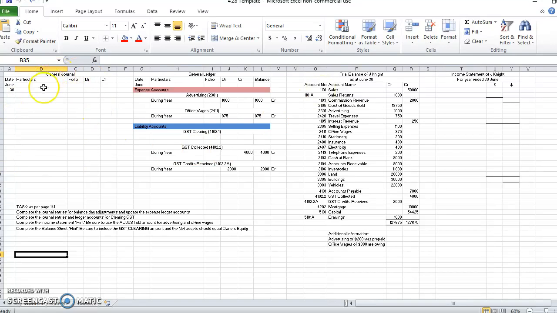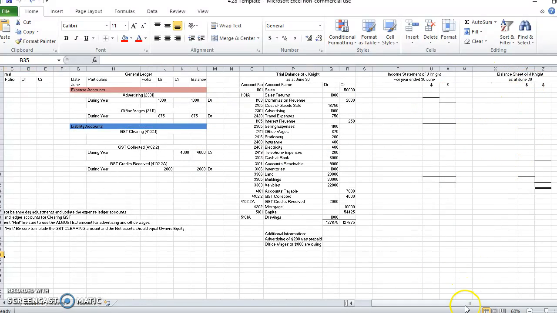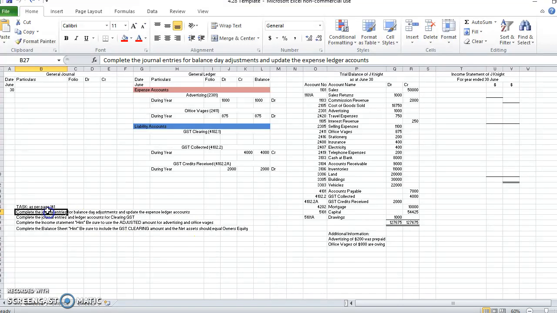We've got our journal format ready, our ledger with the accounts ready to go. The income statement is here ready to be made, and the balance sheet is also ready to be made. So we've got a list of tasks we need to complete here with a few hints, and we can get started. So the first step is to do the balance day adjustments.